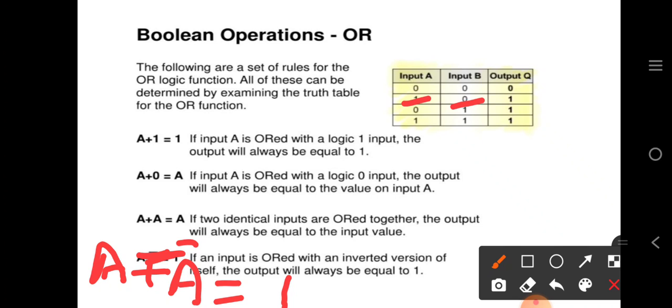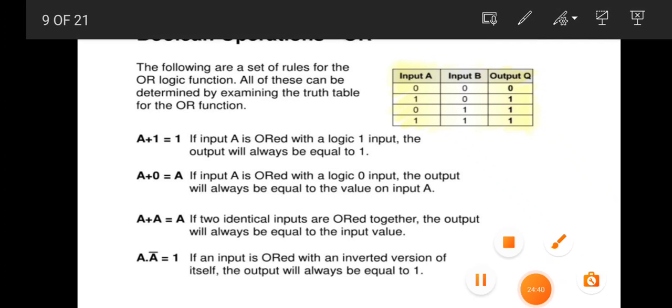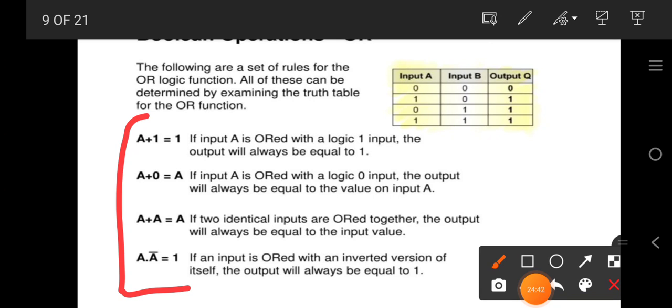So if both the inputs are opposite to each other, then in both the conditions the output is always 1. So this fourth rule is talking about these two conditions. Okay, so remember these four rules: A plus 1 is 1, A plus 0 is A, A plus A is A, and A plus A bar is equal to 1.